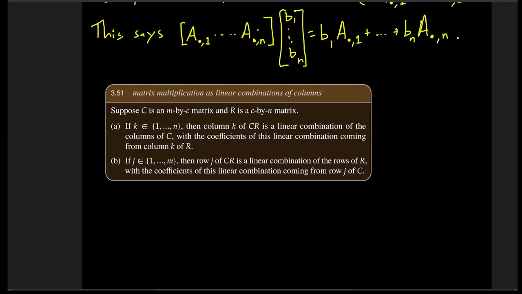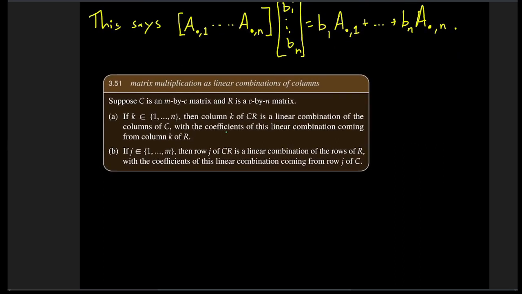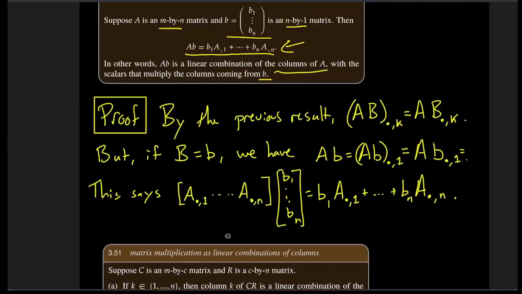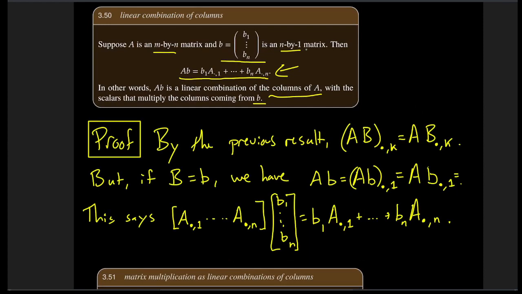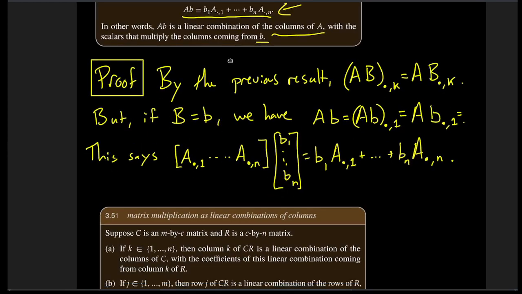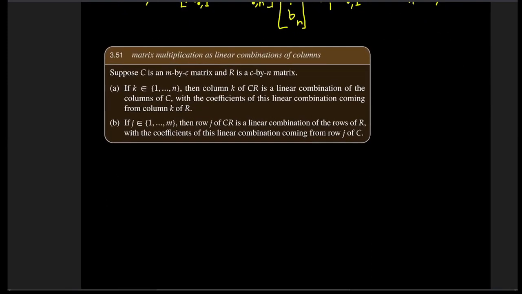We can extend this to talking about matrix multiplication, where instead of B being an n by 1 matrix, it's an n by p matrix. So matrix multiplication is just a linear combination of columns. Here we'll suppose that C is an m by c matrix and R is a c by n matrix. Then for any k between 1 and n, column k of CR is a linear combination of the columns of C, where the coefficients in this linear combination are from column k of R.